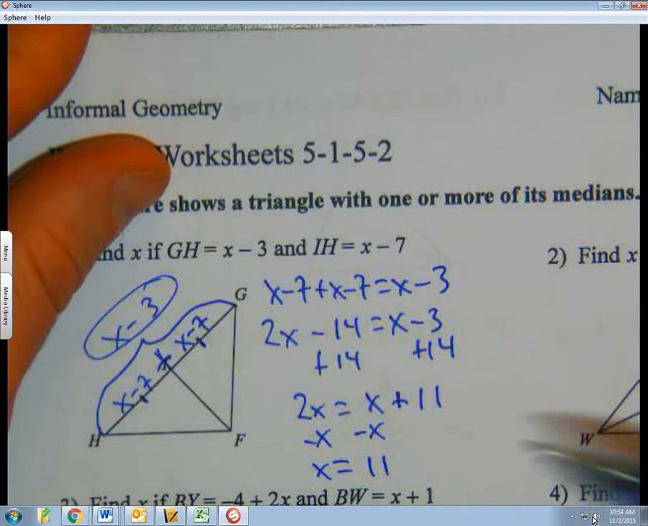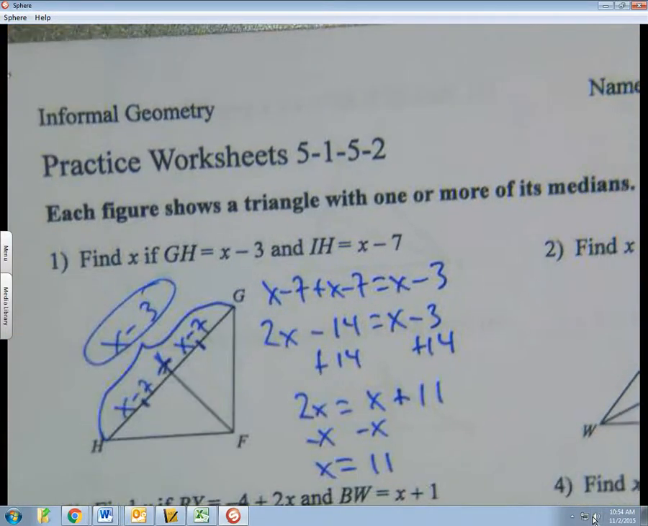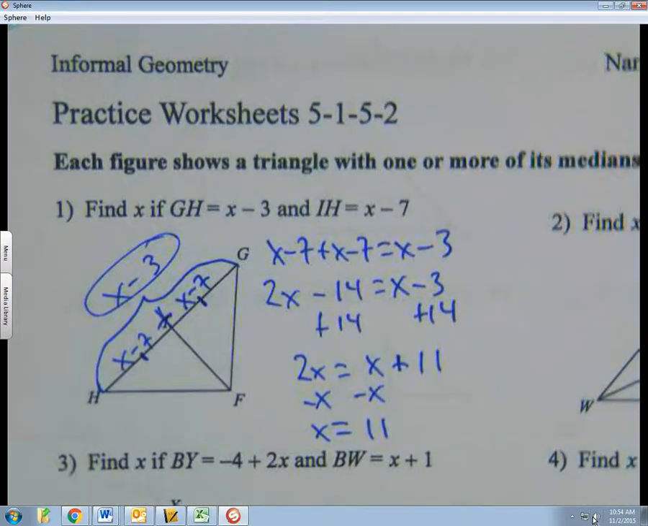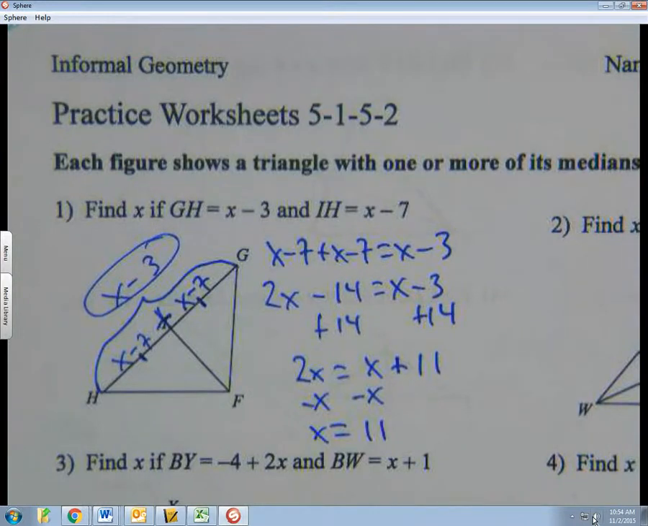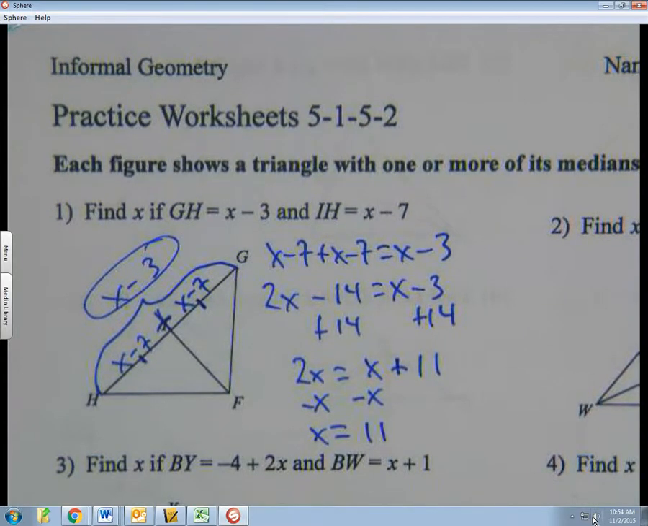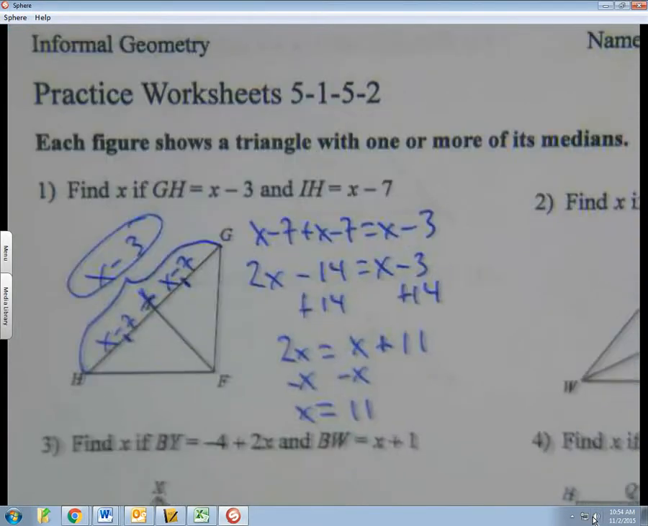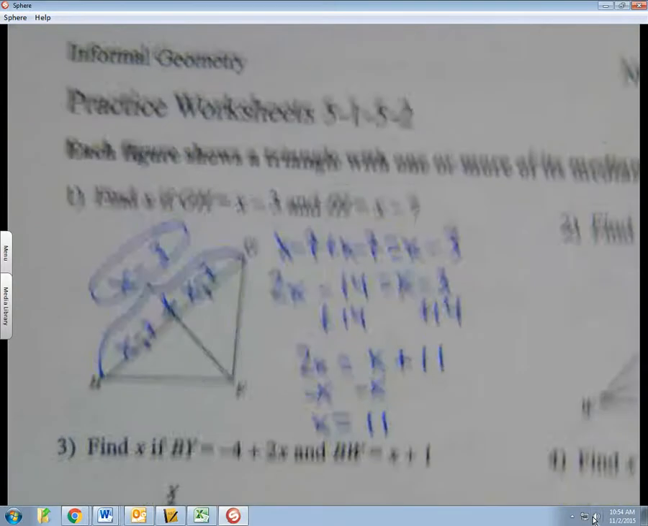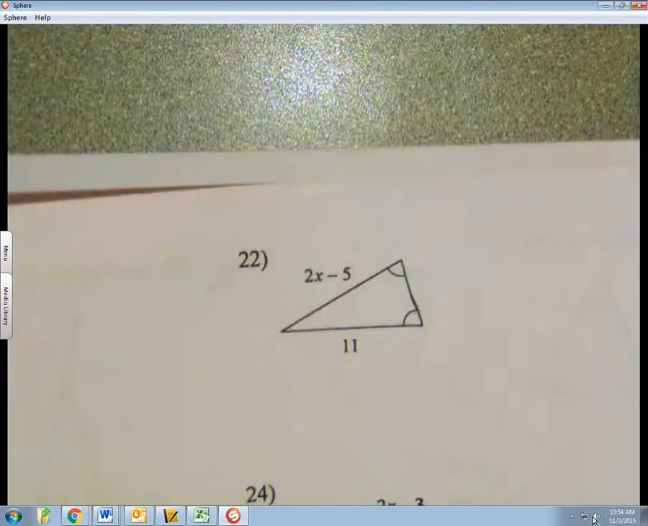Okay, so I'll give you a minute to get that guy in your notes, and then we'll play it forward from there. So that's median, cut it in half. And again, just another way to do algebra. I think like we've done these before, but I'll hit another one really quickly.